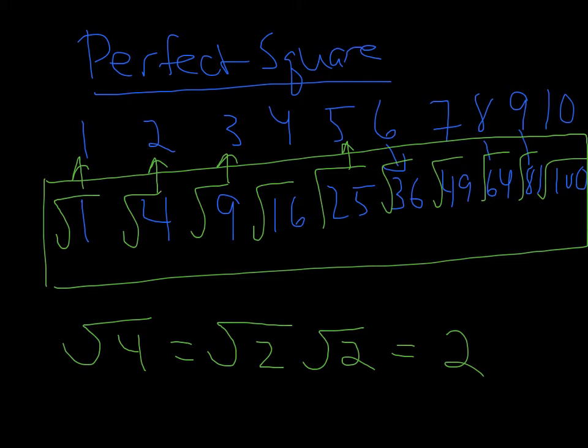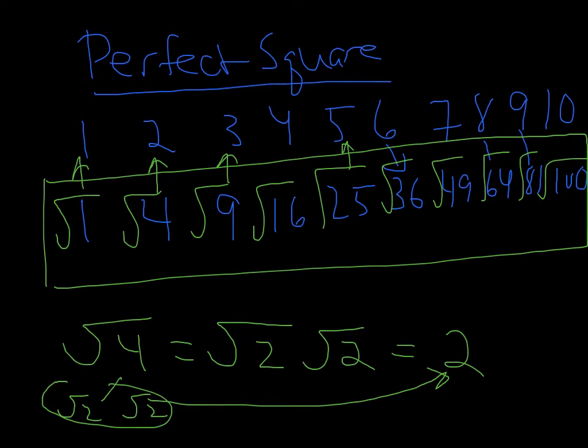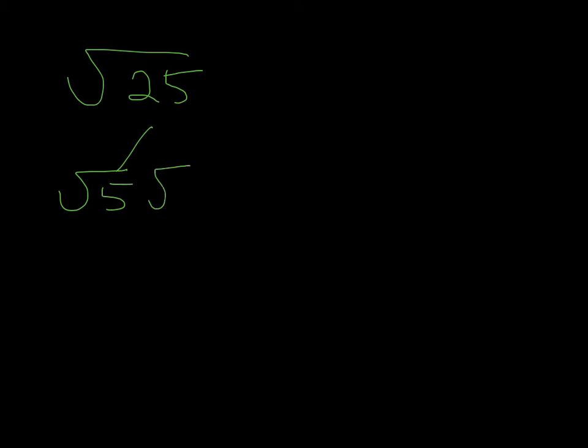The reason why 4 can be written as square root of 2 times square root of 2, maybe an easy way to see it, is that the square root of anything times the square root of that same thing is equal to that number without the square root symbol. So if I ask what the square root of 25 is, even though it is correct, I don't want you to do square root of 5 times square root of 5, which is 5. I want you to recognize square root of 25 is a perfect square, and the answer is 5.